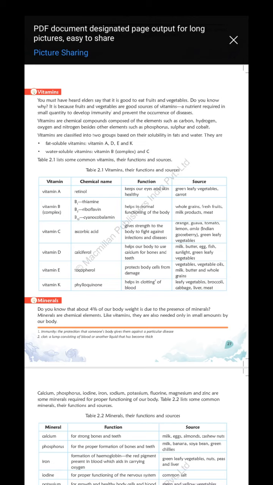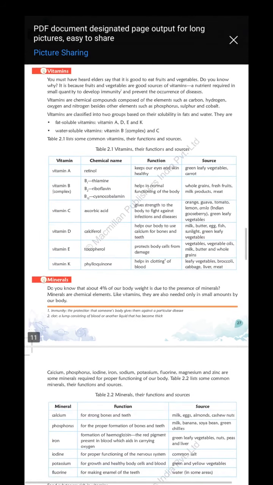And what are the sources for vitamin D? Vitamin D sources are milk, butter, egg, fruits, fish, sunlight, and green leafy vegetables. These all are the sources. In this manner you have to understand. And vitamin E protects our body. Vegetable oils contain vitamin E; this you have to remember for entire life.